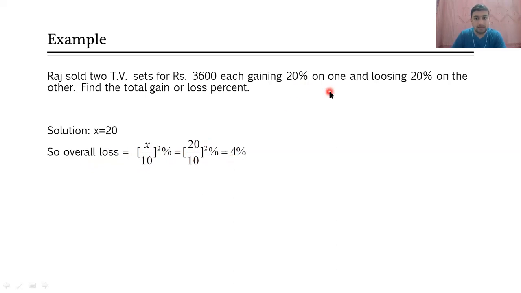If X and Y are the same, on one there is a gain of X percentage, on another a loss of X percentage, and the selling price of both articles is the same, then there is always a loss, and that overall loss is given by the formula (X by 10) whole square. So I hope it is clear.